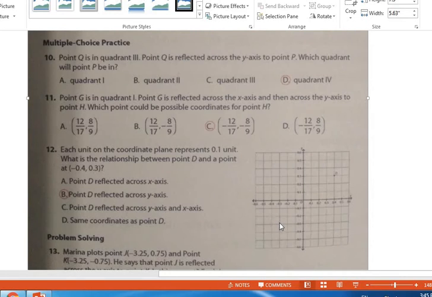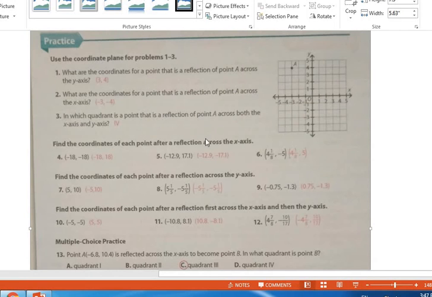Look with me, is it in quadrant 4? No, it's not quadrant 4. Let's count with each other: quadrant 1, 2, 3 and 4. It reached now what? Quadrant 3. So which point could be possible coordinates for point H? H must be what? Here I have negative and here I have negative. So it must have two negatives in X and Y. This one no, this one no, this one negative and negative. So this is the answer. It's very interesting. Okay.